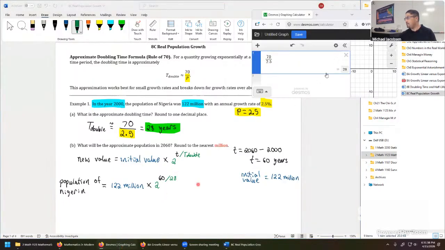Okay, back to the calculator. And let me know if you have any issues with the calculator on these problems. It's not as extreme as dealing with the double logarithms and negative signs and all that, but if you have any issues on getting the same value, let me know at any time. I'll be happy to look into it further. Let's take 122 times 2 to the power, 60 divided by 28. And that gives us this figure here. We're rounding to the nearest million of people. So this would round up to 539 million.